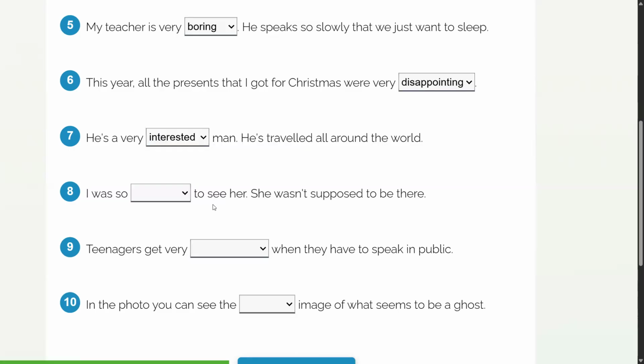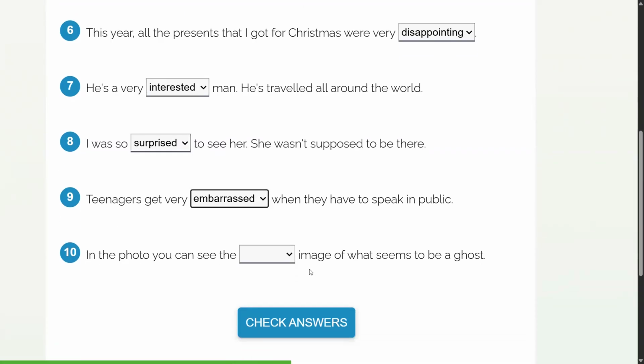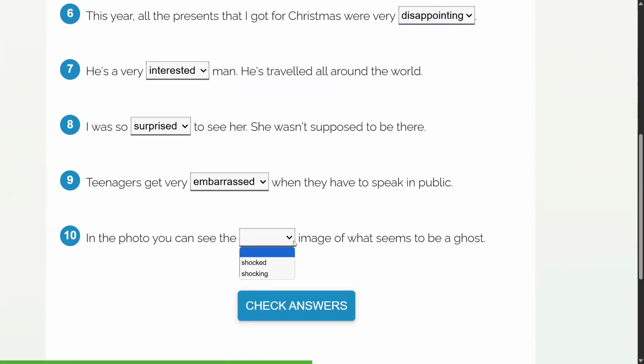Okay. Cristel, number 8. He was so to see her. She wasn't supposed to be there. Surprised. Okay, number 9. Teenagers get very when they have to speak in public. Carlos Arturo. Embarrassed. And number 10. In the photo, you can see the image of what seems to be a ghost. So let's check the answers.